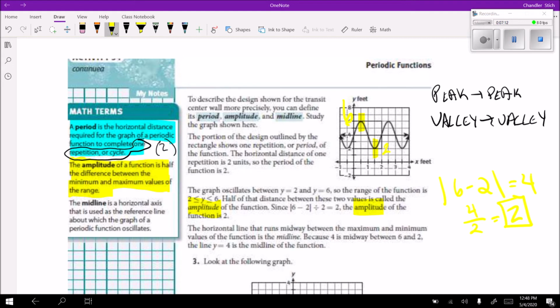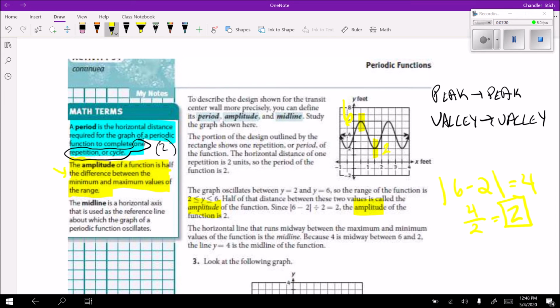Because you're looking at half, that would be the divide by 2. The difference we've already done is the absolute value there. So 4 divided by 2 is 2.